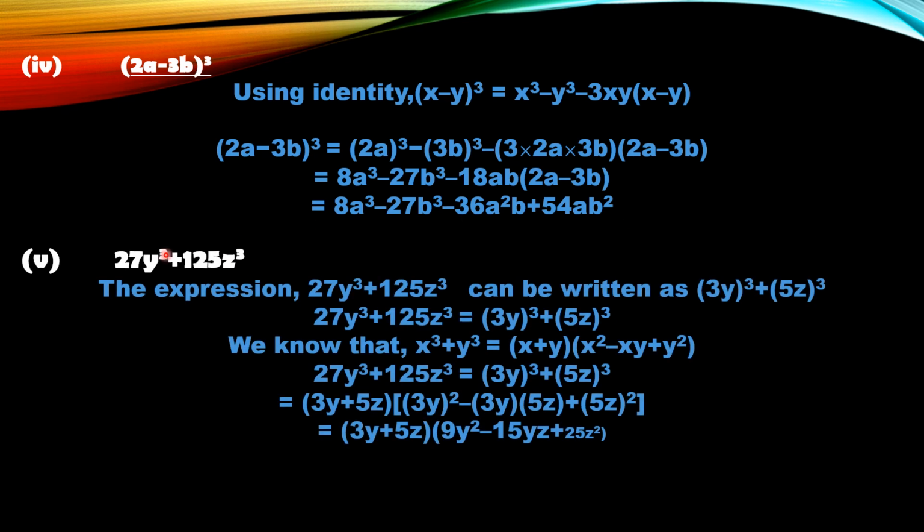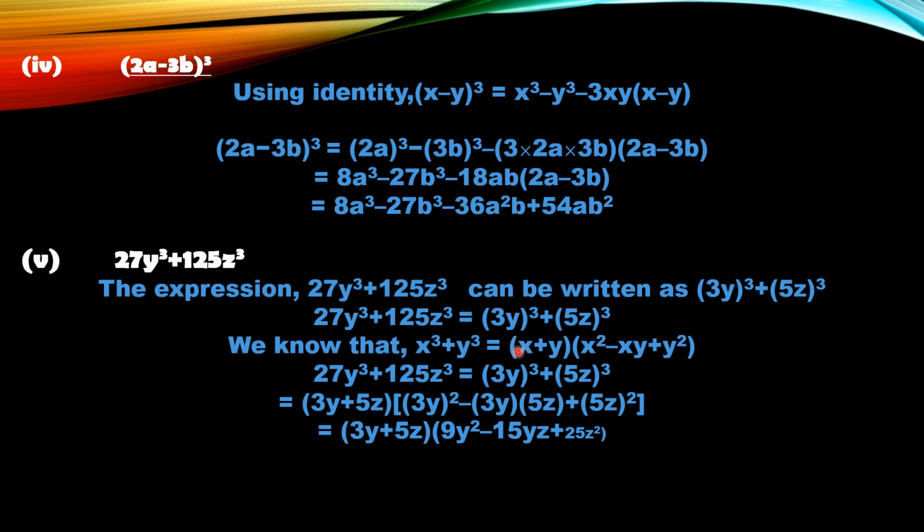Next question. 27y cube + 125z cube. Simply we have to factorize this polynomial. What will we do? Since 27 is the cube of 3, we will write that as (3y) whole cube. And 125z cube can be written as (5z) whole cube. So this is our first term and this is our second term.